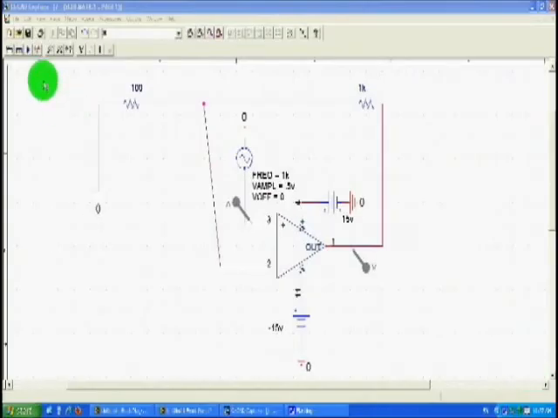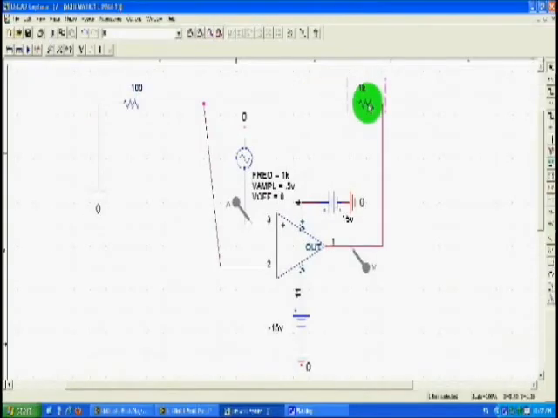Now some might wonder what happens if you take out the feedback resistor. Well, I'll do that for you just so you can see.